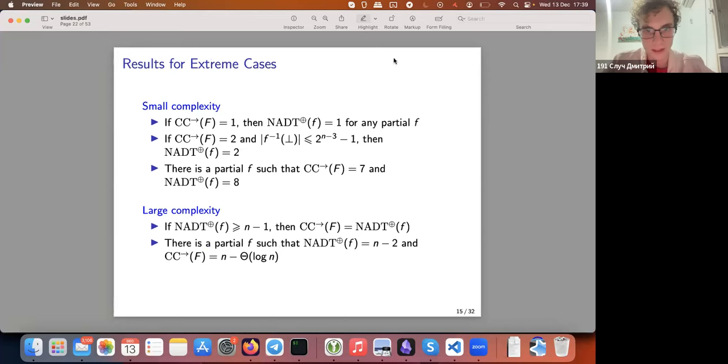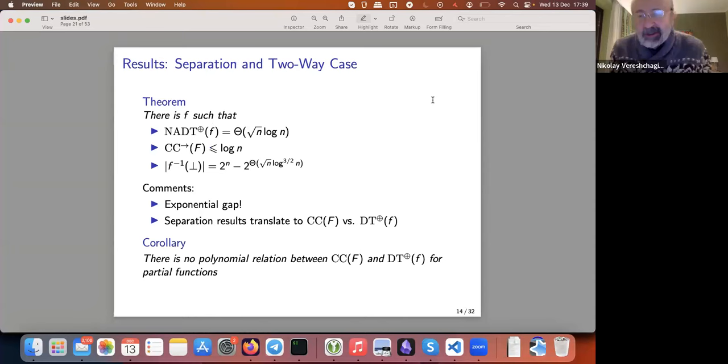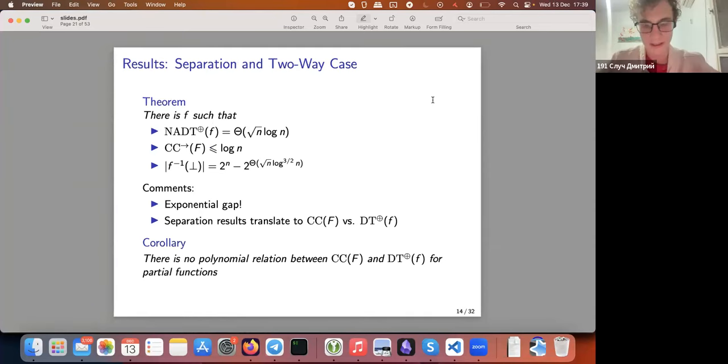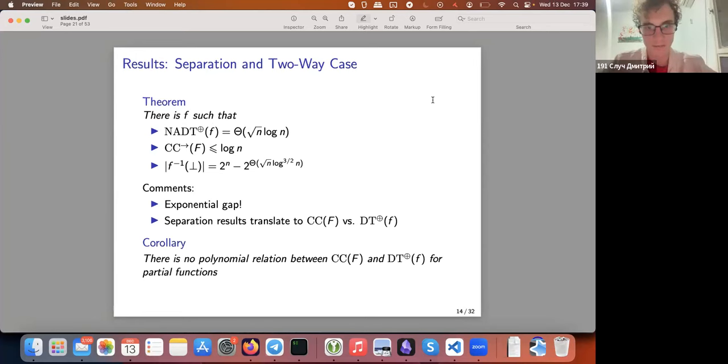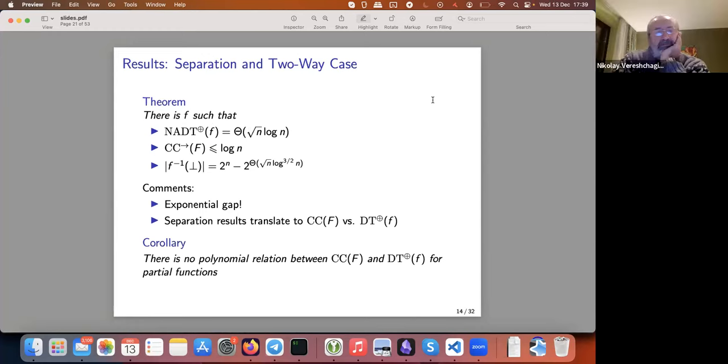And also we study several extreme cases. Wait, you are talking too fast. I'm sorry. We still have to digest this. So you can obtain the separation when the function is almost nowhere defined, right? I mean an exponential separation. Yes, exponential separation when the function has few points where it's defined.